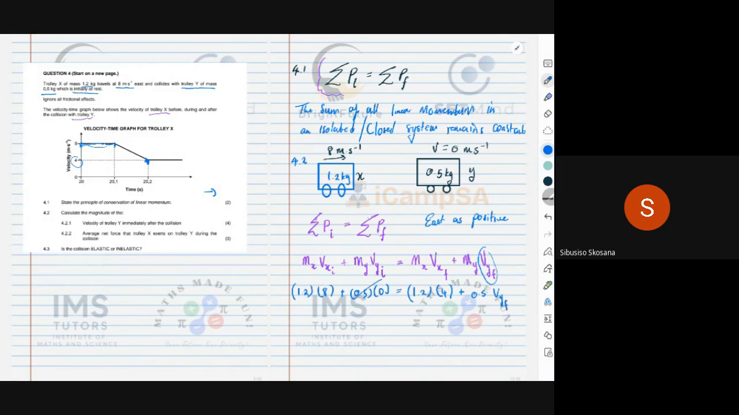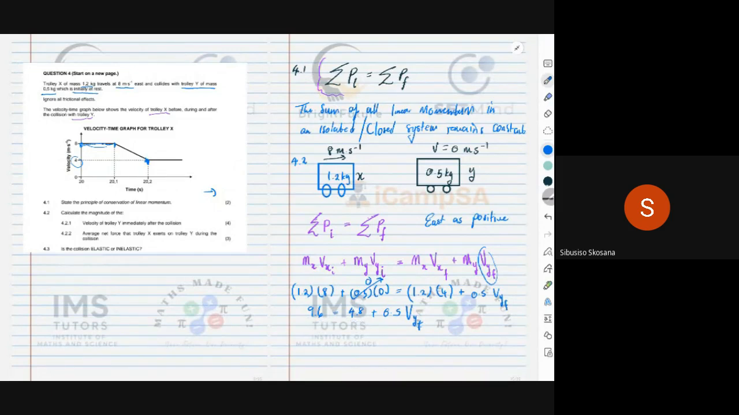Then we can play with our calculator, right? So here we have 1.2 times 8, which is 9.6, then equals 1.2 times 4, which is going to be 4.8. Then plus 0.5 VYF. Okay, and this is like terms here.